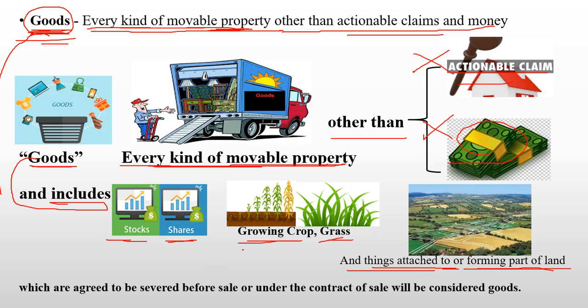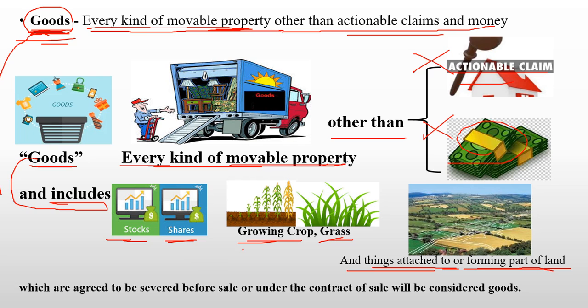Now you may have one question. Trees, grass or crops are growing on land. The full land cannot be moved from one place to another, but growing crops and grass are considered as goods because after the crops or grass are grown, you are going to cut them down and sell them to another person. So it is called movable property.